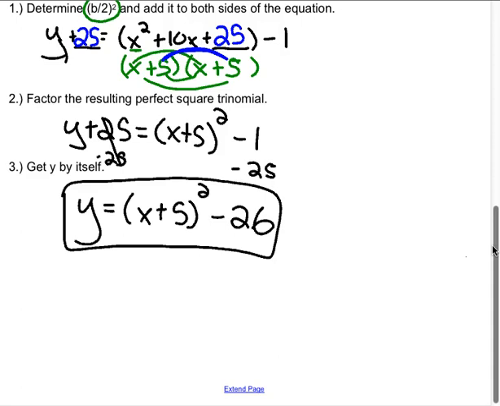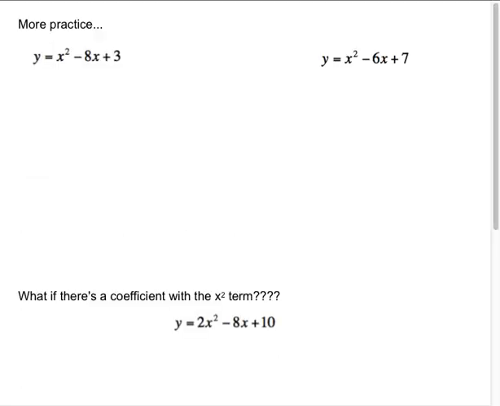All right. So let's get a little bit more practice with this, shall we? Again, the ultimate goal here is to figure out what I am adding to both sides to make this possible. So that x squared minus 8x is going to have something I add to it to make that a perfect square trinomial.